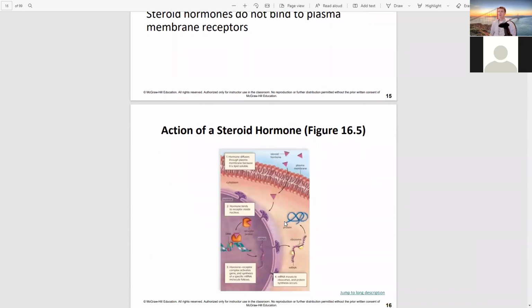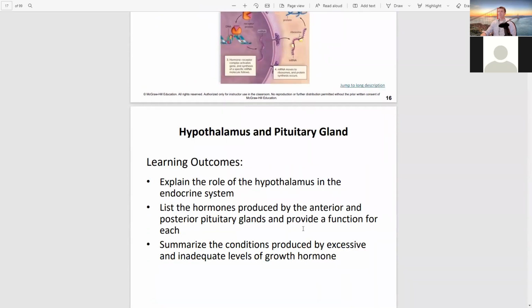So here's the action of a steroid hormone. The hormone diffuses through the plasma membrane because it is lipid soluble. Hormones bind to receptors inside the nucleus. The hormone receptor complex activates a gene and synthesis of a specific mRNA follows. The mRNA moves to the ribosome and protein synthesis occurs.